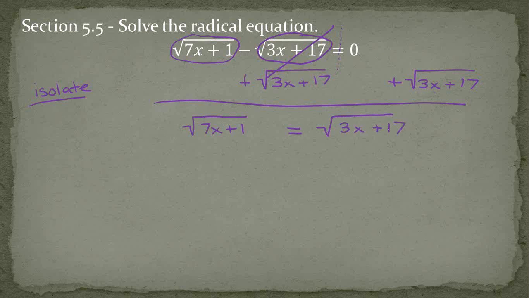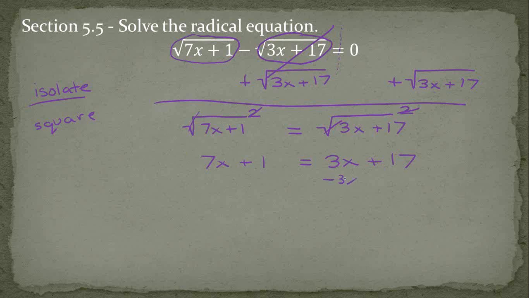Now they're alone. Yay. After you isolate, we need to get rid of the square roots. And the opposite of a square root is a square. Whatever you do to one side, you do to the other. Squares and square roots cancel, leaving what's inside. So on this one, when you square, you end up getting rid of both at the same time. And now we just have a regular equation.